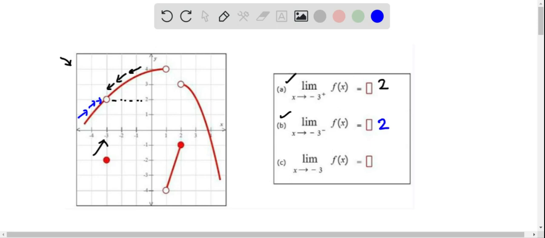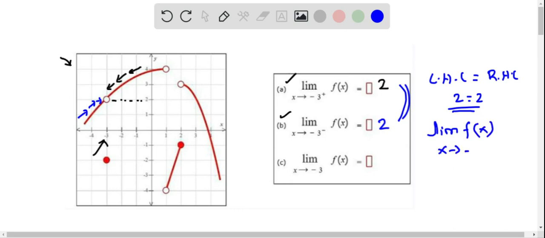Now in part C, we should answer the limit of f of x when x approaches negative 3. This we can determine from the limits we determined in part A and part B. When the right side limit equals the left side limit, this equals the limit of the function at that point. So we see that these two are equal. That is, the left side limit equals the right side limit, 2 equals 2. So therefore, the limit of the function when x approaches negative 3 should also be 2. So the answer to part C is also 2.